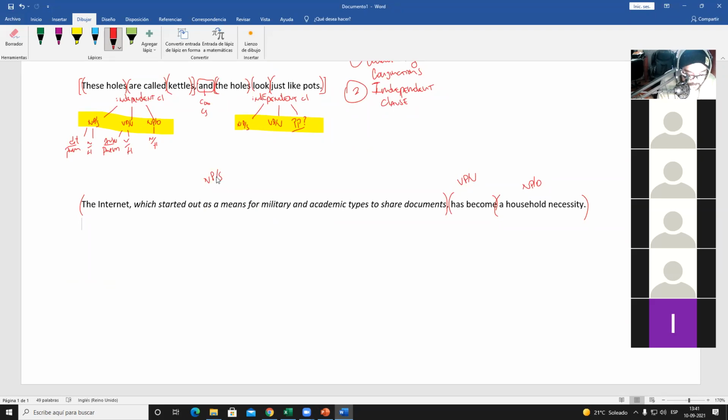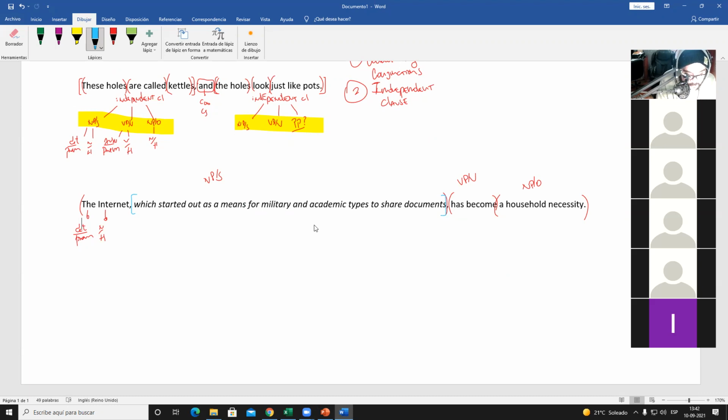And second, as I can replace the whole thing by a pronoun, I will say this is a noun phrase, right? In the analysis, I will have the, which is the determiner premodifier, and internet, which is our noun head. And then I have which started out as a means for military and academic types to share documents. I'm going to change colors because this is the dependent clause, right? In this case, this dependent clause is inside of a noun phrase, right? So here we have the dependent clause.